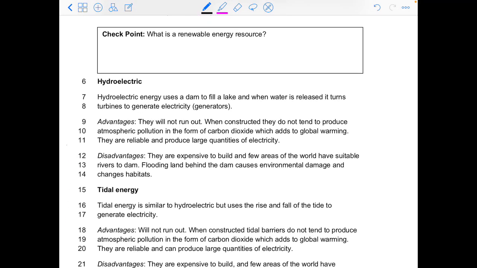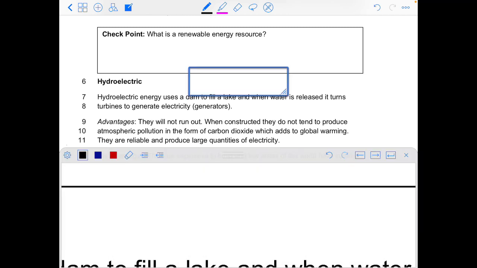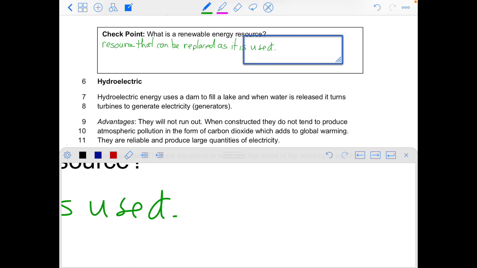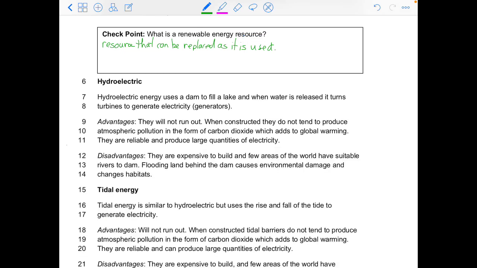All right, so having that in your head, write down in your book, what is a renewable resource? You don't have to write the question if you write it as a full sentence. So hopefully you have this answer written in. A renewable resource is a resource that can be replaced as it is used. So there are many different types of renewable resources. So make sure you're taking notes of these as we go along. And I'm going to ask you to write down advantages and disadvantages of these as well at the end of it.